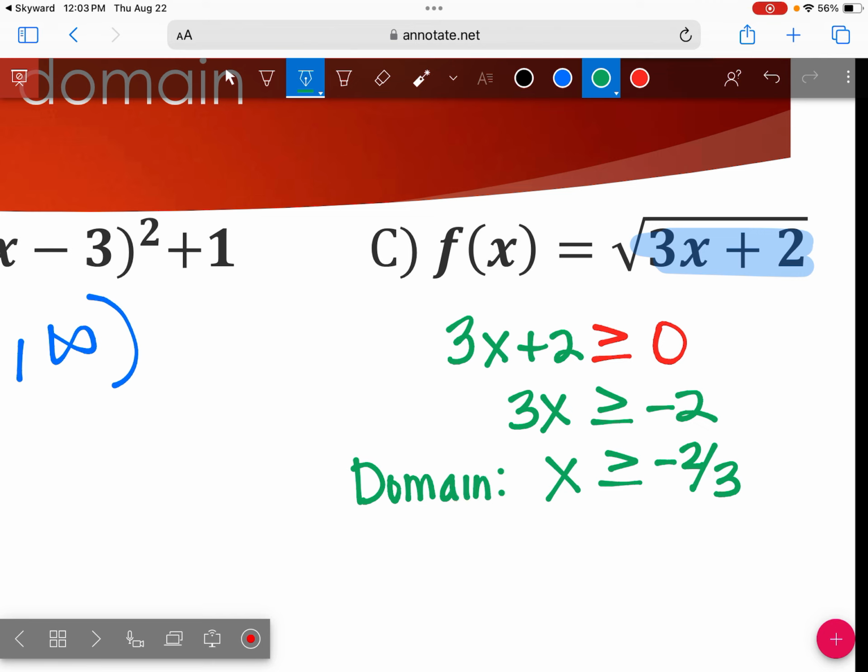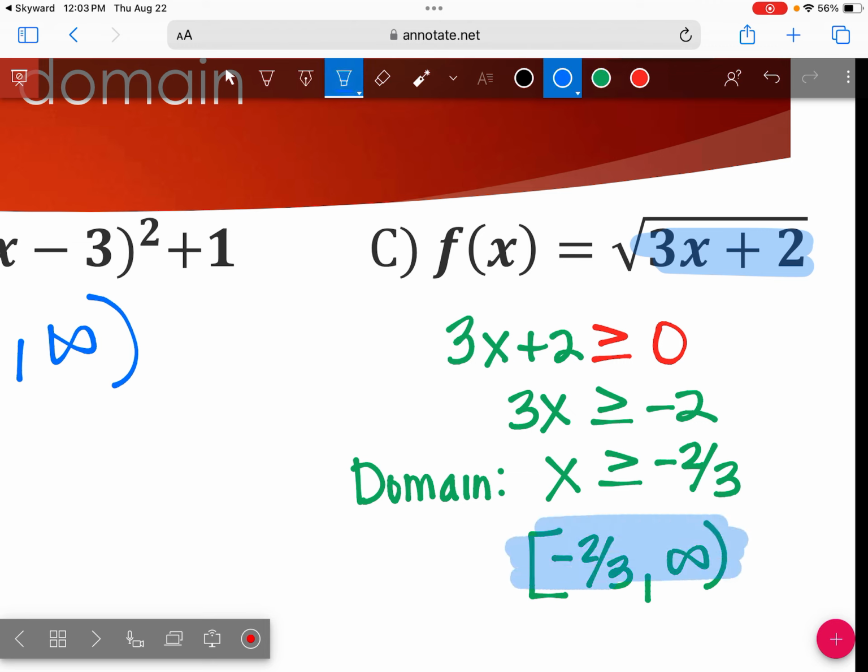But in pre-calc, we need to write that in interval notation. So it's greater than or equal to negative 2/3. So it would be a bracket on the negative 2/3, and it's going towards infinity because it's greater than. This is the acceptable way to give me the domain in anything.